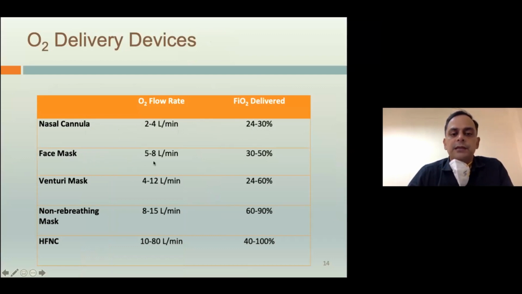The face mask, 5 to 8 liters per minute of fresh gas flow, and the oxygen delivered will be 30 to 50%. Venturi mask, 4 to 12 liters per minute, depending upon the device or the mask which we are using, and the oxygen concentration will be 24% to 60%. And then non-rebreathing mask. In this, if we are using very high flow of oxygen, then we are able to provide around 90 to 95% of oxygen to the patient.